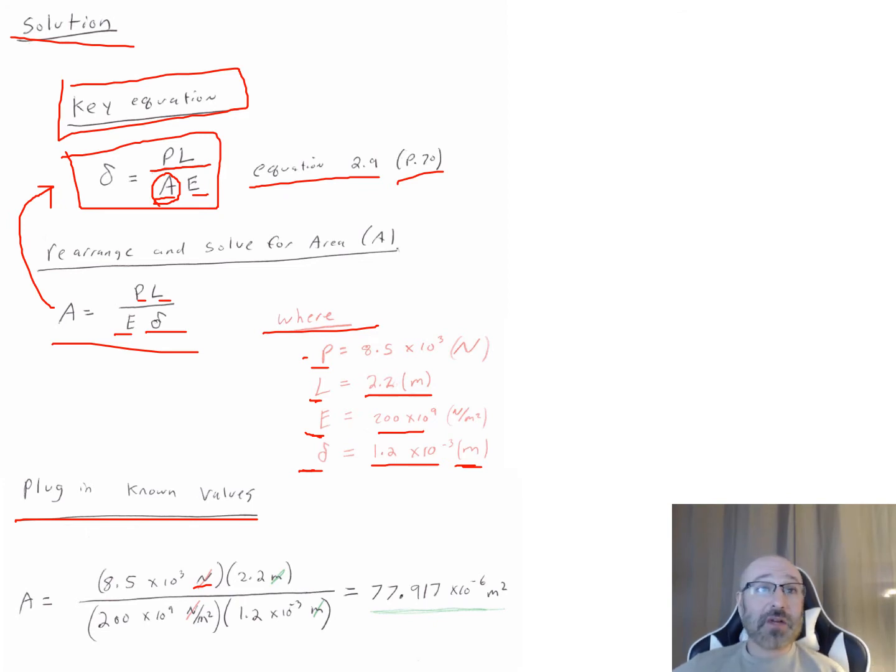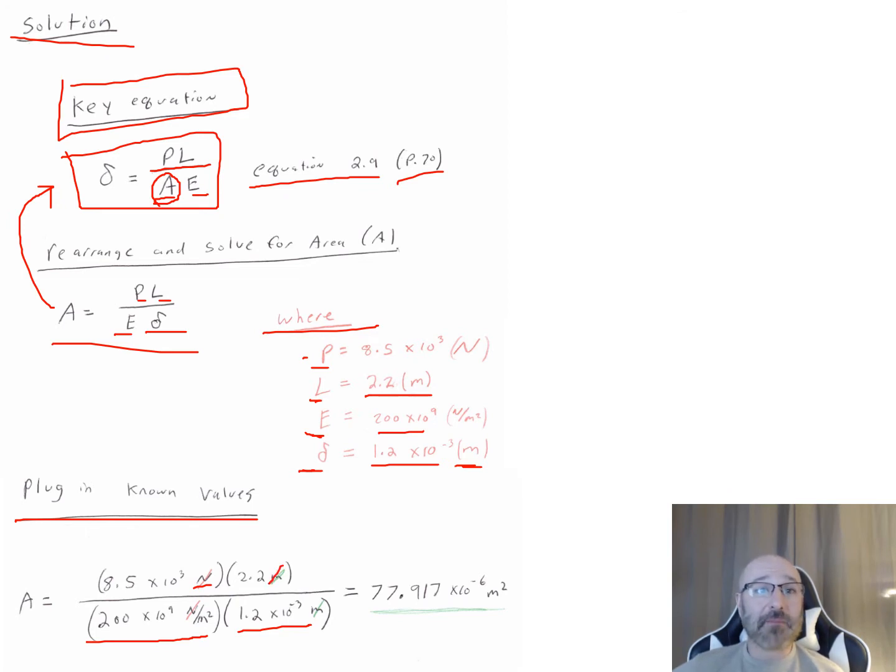So I write this down here. My load is 8.5 times 10 to the third newtons times my 2.2 meters for my length. Down here in the denominator, my modulus of elasticity is 200 times 10 to the 9th newtons per meter squared. And then I have over here my deflection, or elongation, of 1.2 times 10 to the negative third meters.